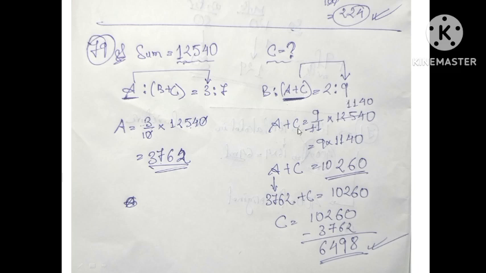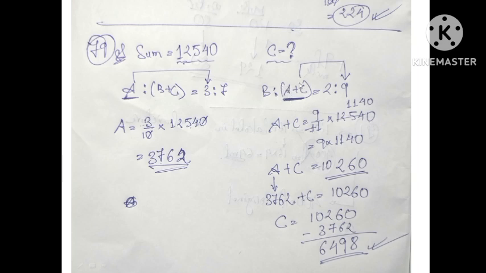So how to find the sum of A plus C? The share of A plus C is 9, and 2 plus 9 is 11, just like in the previous question. So 9 by 11 into the total sum given here, 12,540. Multiply by 12,540 and you will get the share of A plus C.